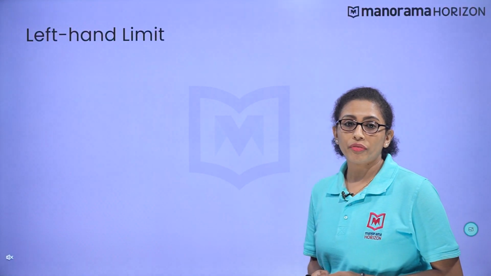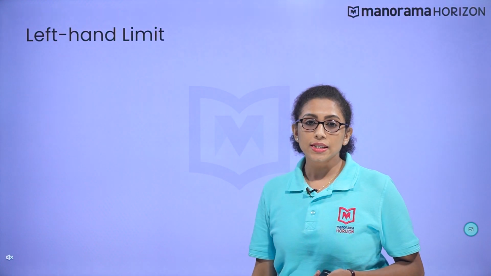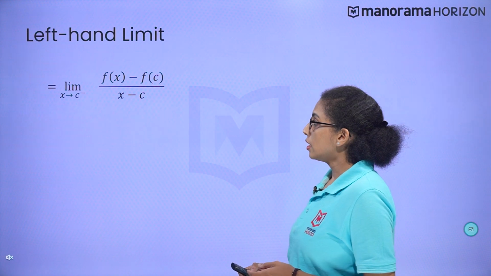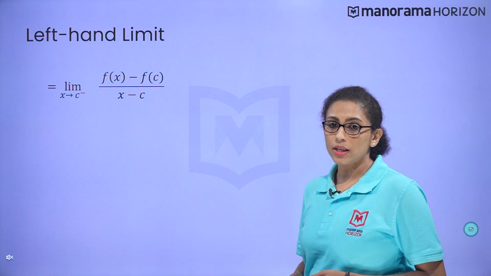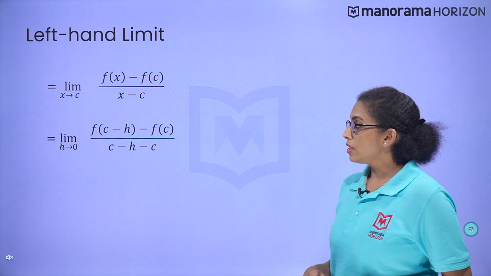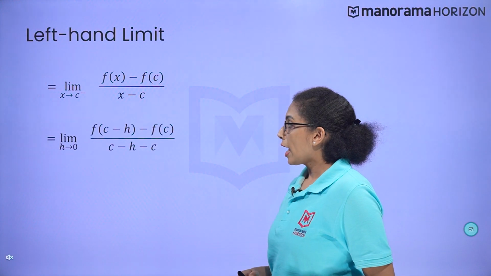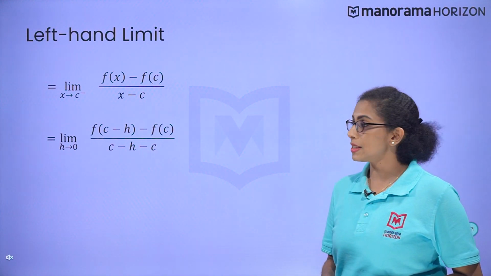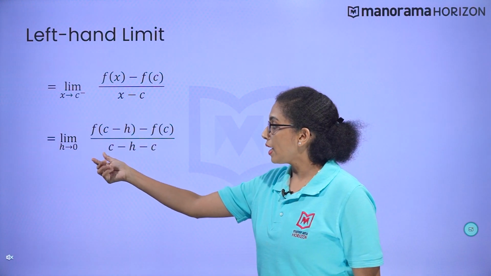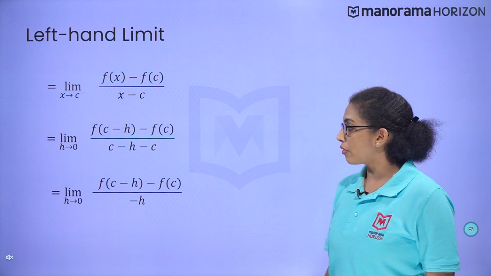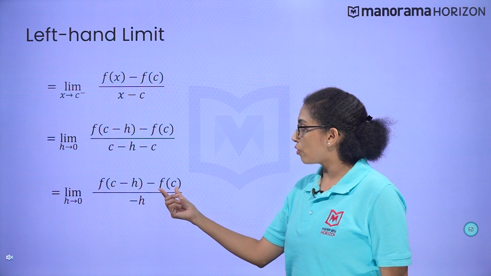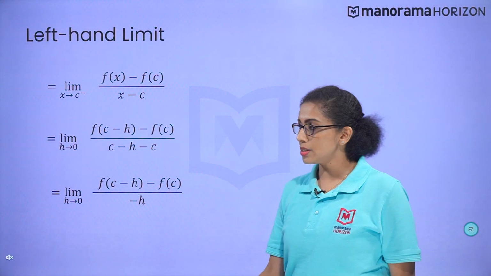The left-hand limit of a function at a point x equal to c minus h, as h tends to 0, is given as limit x tends to c minus, f of x minus f of c by x minus c. Again, we just substitute x by c minus h. We can write it as limit h tends to 0, f of c minus h minus f of c by minus h. This is the left-hand limit.